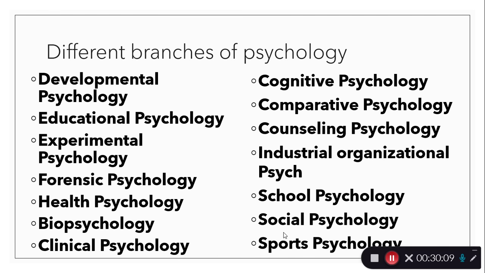Social psych, we already spoke a little bit about what social psych is. Social psych is just looking at how people interact with each other. Groups versus isolated, just different social interactions, different dynamics. So we'll spend a good bit of time on that chapter.